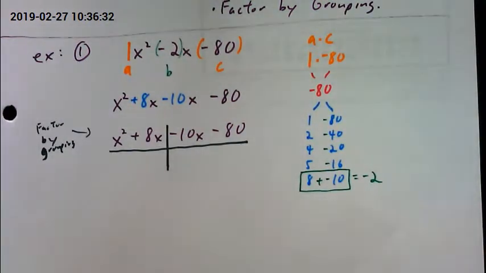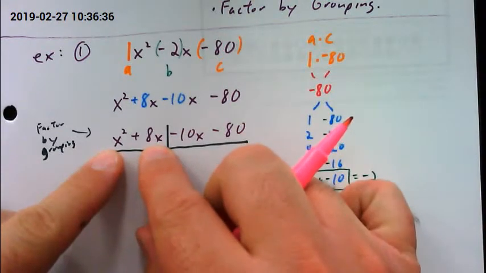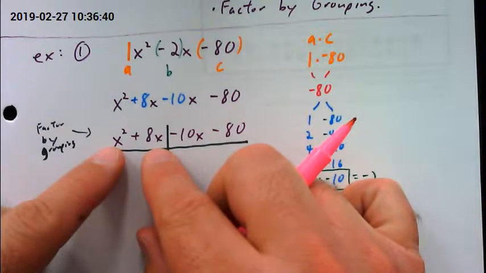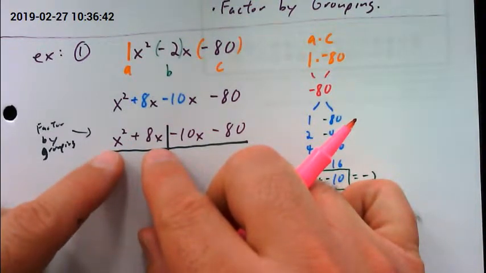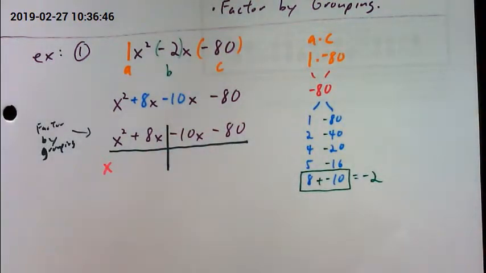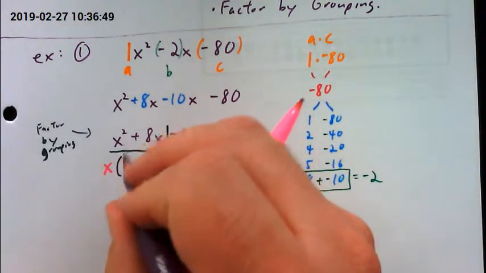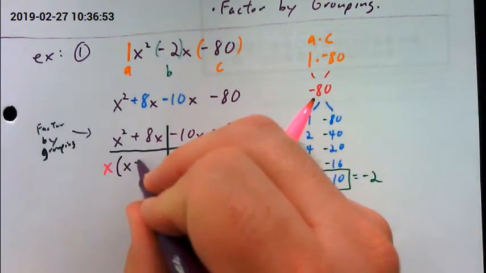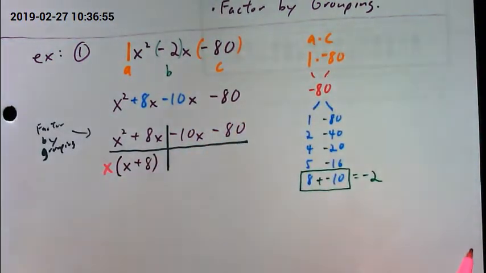So for the first set, if I factor out, let's see, these don't have a common numerical value, except for 1. They do have a common x value. So you could either say I'm taking out 1x or just x. What's left over? Well, if you divide x out of the first one, you have x. Divide x out of the second one, you just have 8.